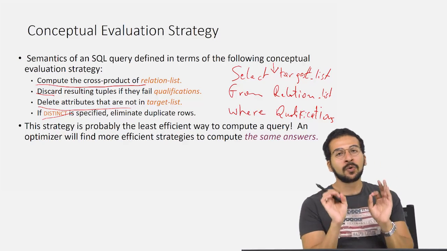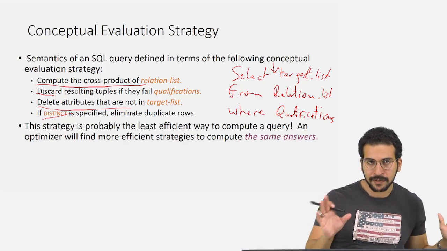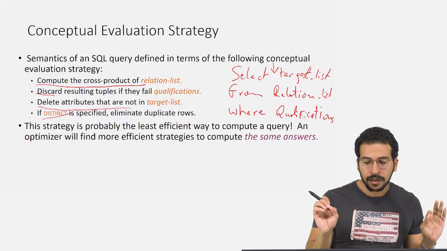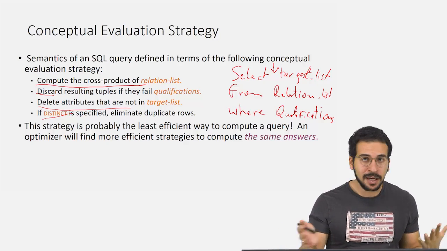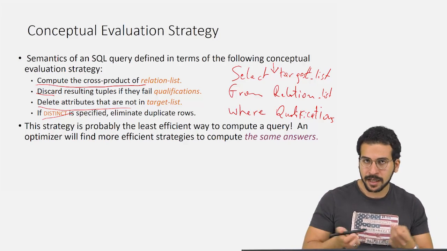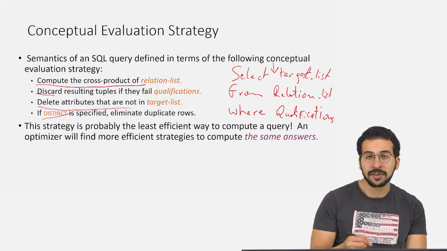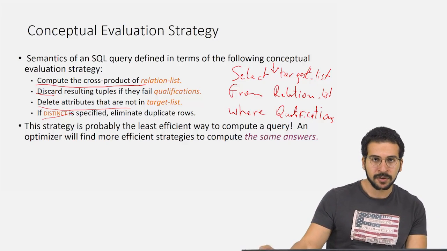And if you have the distinct keyword here, you remove the duplicates. So this is the only sequence of operations the application developer has to think about. Is this the best way to run the query? Probably not. Maybe, maybe not. But the person who writes the query does not have to think about this. This is the job of the database system to figure out the best query execution plan, or the query optimizer in the database system.